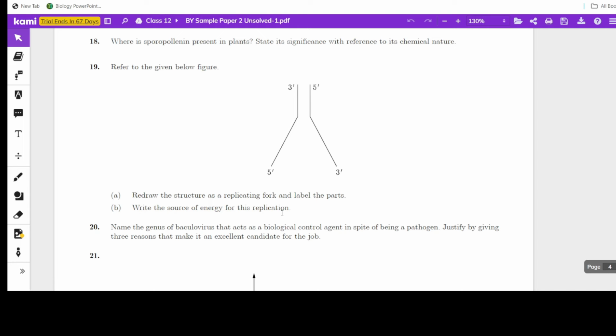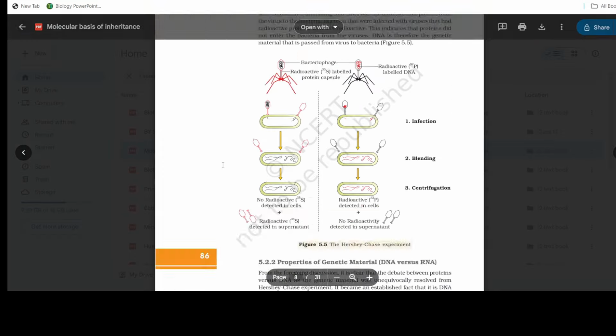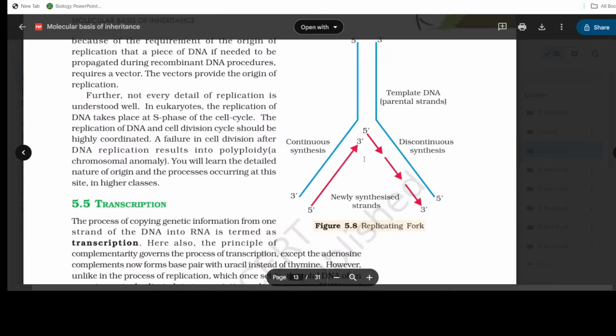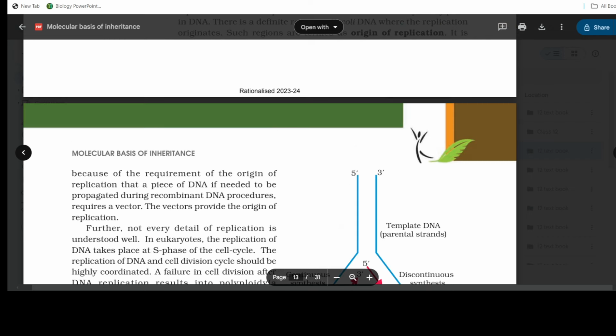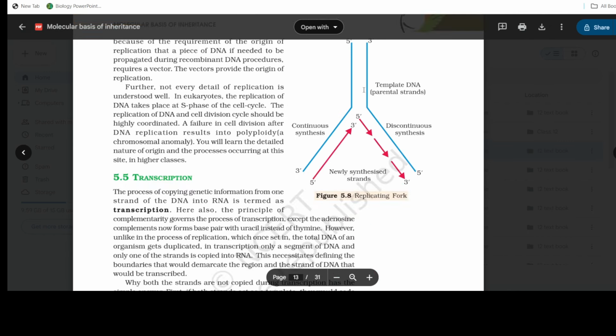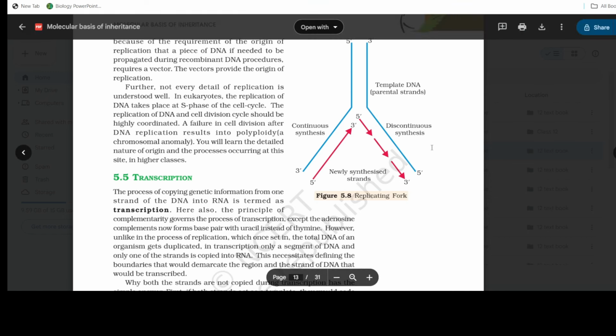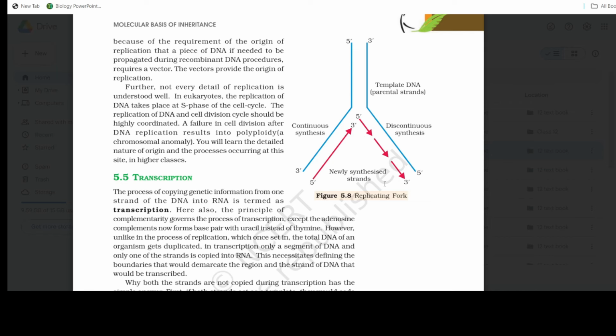So let's take the chapter Molecular Basis of Inheritance, where we learn about replication. So we'll take the replication part. You have the same diagram in your textbook. Yeah, you can see the diagram, the replication fork. So you have to exactly learn the diagram with all the directions, like 5', 3' end, which are the template strands, where the continuous synthesis and discontinuous lagging strand and Okazaki fragments, newly synthesized strands, everything you have to label. And the direction is mandatory, that is, it starts from 5' to 3' direction, and here also 5' to 3' direction.